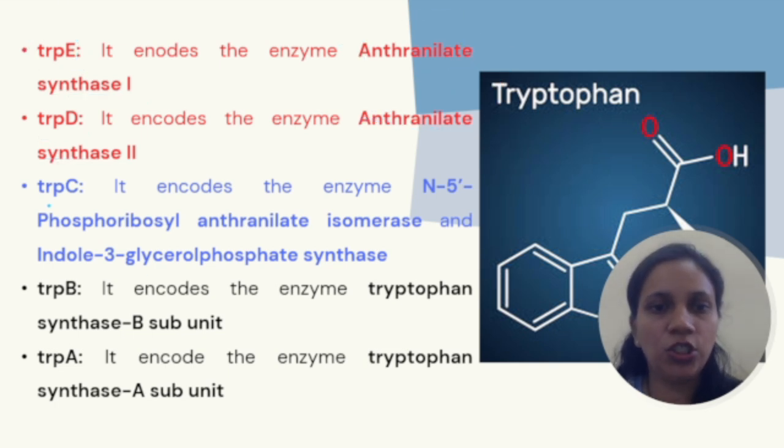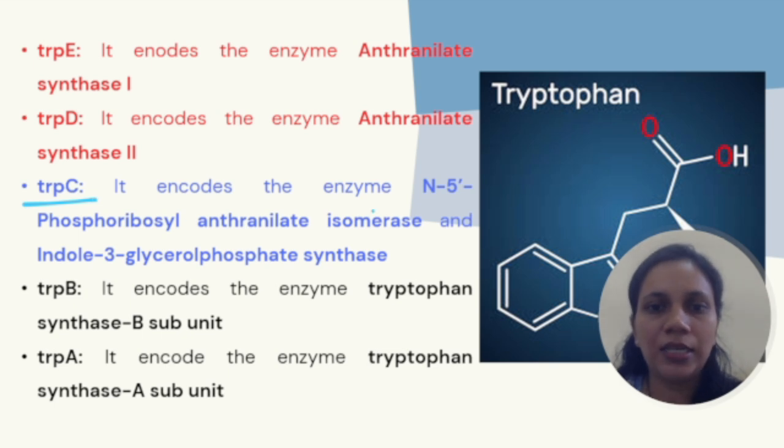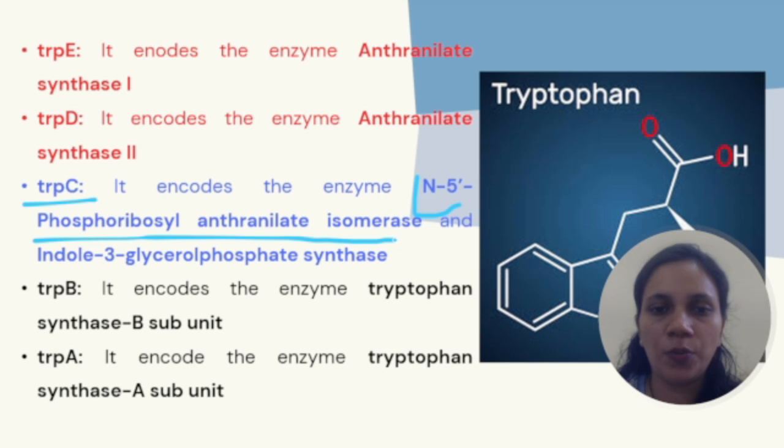Next structural gene is TRPC. The function of TRPC is quite different from the other ones because it is involved in the production of 2 proteins. It codes for 2 different types of proteins: N-(5'-phosphoribosyl) anthranilate isomerase and indole-3-glycerol phosphate synthase.